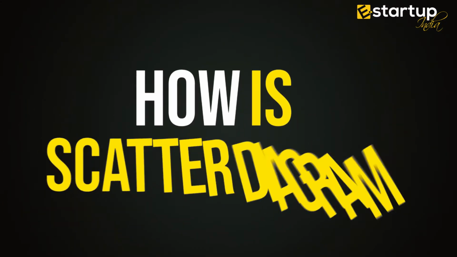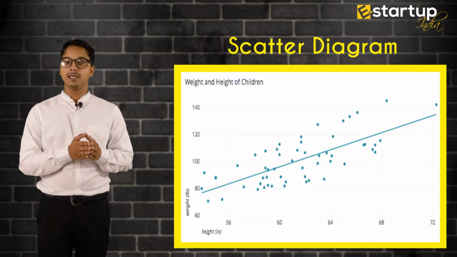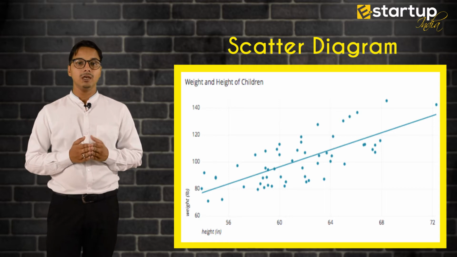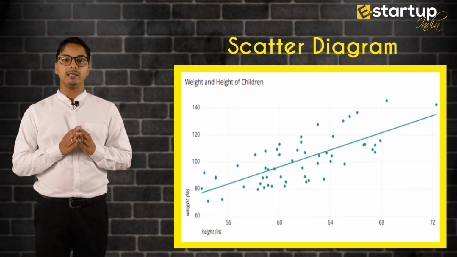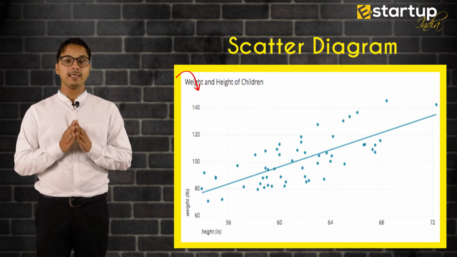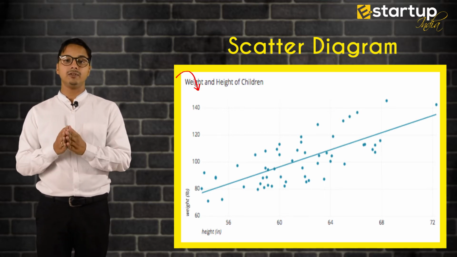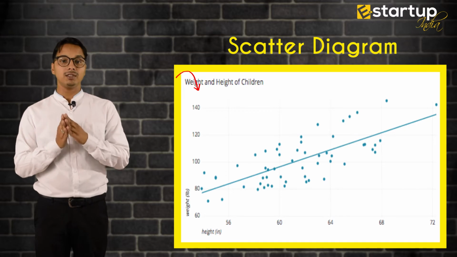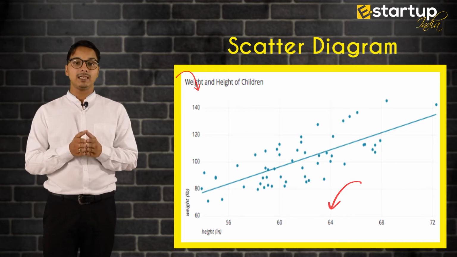How is a scatter diagram constructed? The following are the steps to be taken to construct a scatter diagram. Choose the two measurements that you think are related. Plot one measurement on the vertical axis. Plot the other measurement related to the first on the horizontal axis as data pairs.